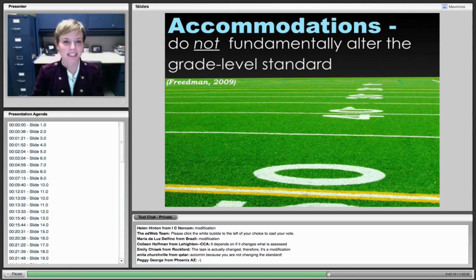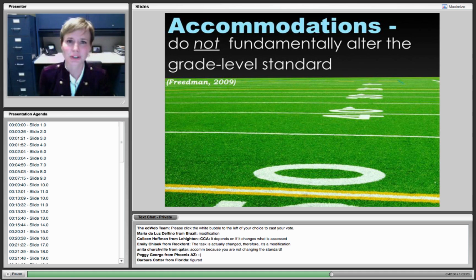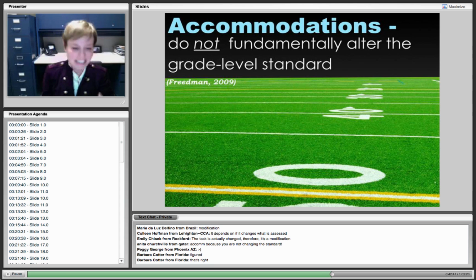Accommodations do not fundamentally alter the grade level standard. They level the playing field. So the football field is here. Sorry for those of you not in the U.S. I have two American game examples, but the football field is here because accommodations level the playing field. Those of you who are wearing glasses today, your glasses are functioning as an accommodation. They're providing you with access to the material. They are not making it easier for you to consume the material than for everybody else. They don't give you superpowers. They simply provide you access.